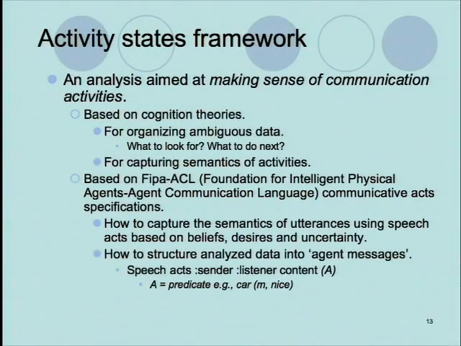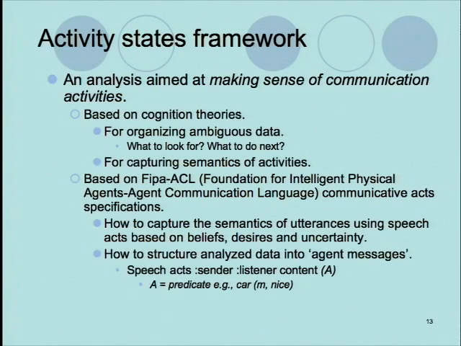The analysis was first and foremost to reorganize the chat logs. It was aimed at making sense of the communication activities, and it was based on cognition theory. I used cognition theory to help me organize the ambiguous data, first of all what to look for and what to do next. And once we have that, how do I capture the semantics of activity and make it explicit? Now you have the observations of the raw data, and you need a guideline. How do you bring in the observation that your eyes can see?